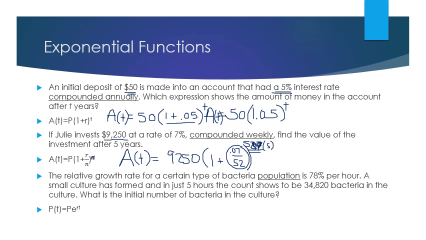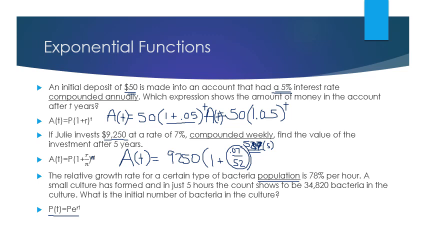Now, a relative growth rate for a certain type of bacteria, I underline the word population. Population is always considered to be compounding continuously. So if you have a bank problem that says compound continuously, or if you're talking about a population, you will be using this formula right here. P of t equals P times e to the RT. Now P again is not going to be an initial investment, it will be the original amount in the population.